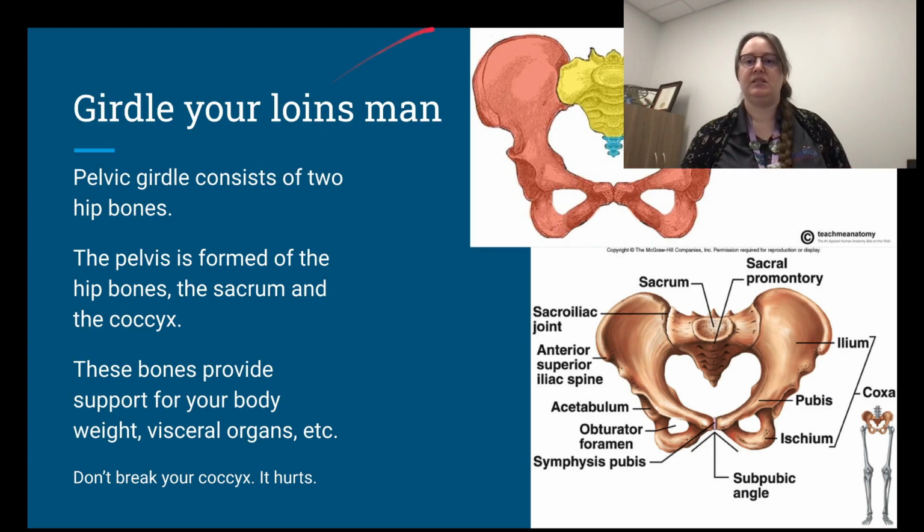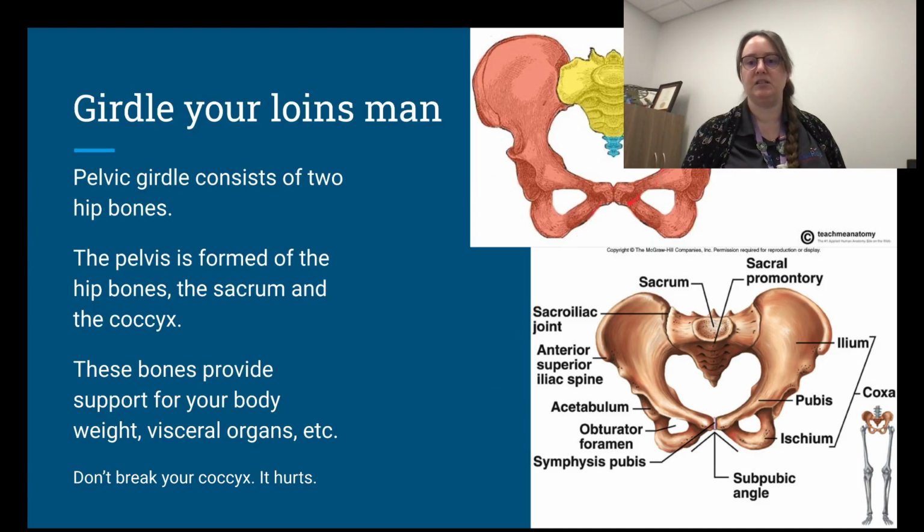so the hip bones basically are carrying all of your visceral weight. So that's why they're scooped like this. And us ladies have a larger arc right here than the boys do, because we've got to pass a kid through there. We don't have to, but we're built for it usually. Anyway, so the pelvis is formed off of the hip bones, the sacrum, and the coccyx. These bones support the weight of your body, of your visceral organs, etc. And don't break your coccyx, it hurts. So there you go.